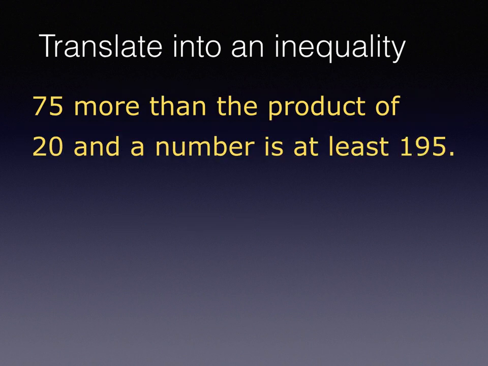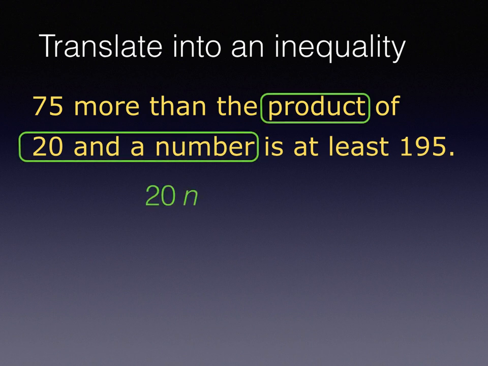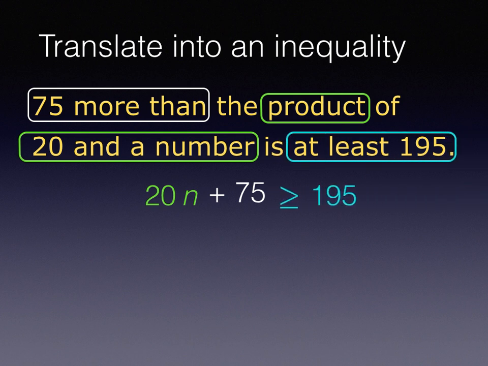Okay, this says 75 more than the product of 20 and a number is at least 195. This one is tricky for a couple of reasons. When we say 75 more than something, we should start with the product of 20 and a number. Now show 75 more than that. When we say at least, we're talking about 195 or more than 195. So we'll read it one more time. 75 more than the product of 20 and a number is at least 195.